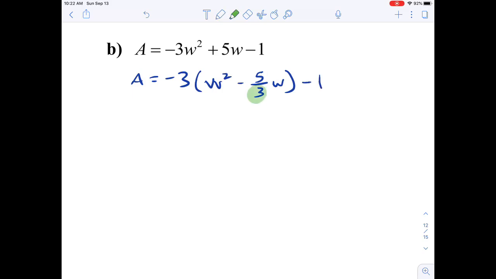And now it's this value, -5/3, that becomes the number that helps me find my magic number. I need to cut that in half and then square it, and then add and subtract and continue my process from there. I'm going to leave that to you to try. So pause it at this stage, restart it in just a moment, and then I'll show you my completed version of completing the square, and we'll talk about what it means.